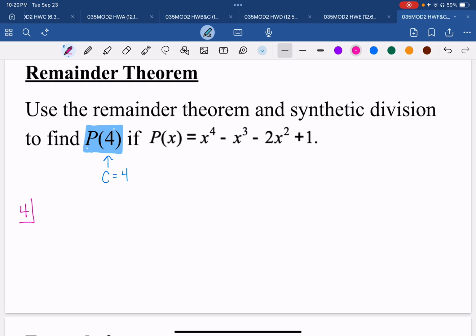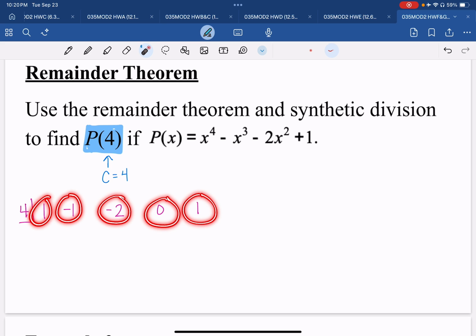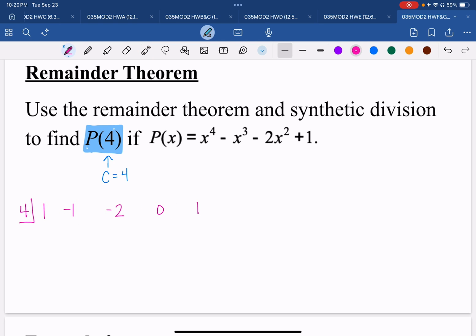And then I can put in my coefficients: 1, negative 1, negative 2, 4, 3, 2. Hey, I don't have an x term, so 0 and 1. I like to go back through and count: there's a 4, third power, second power, first power, and no power. All right, so I'm going to draw my line, and then we can start working.